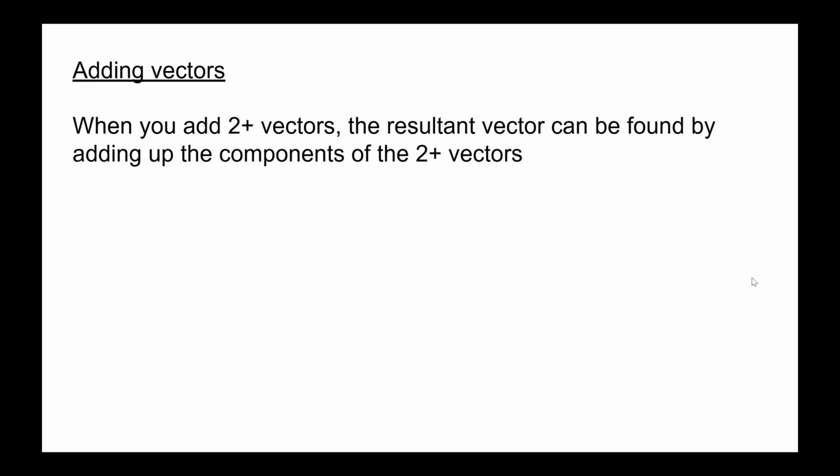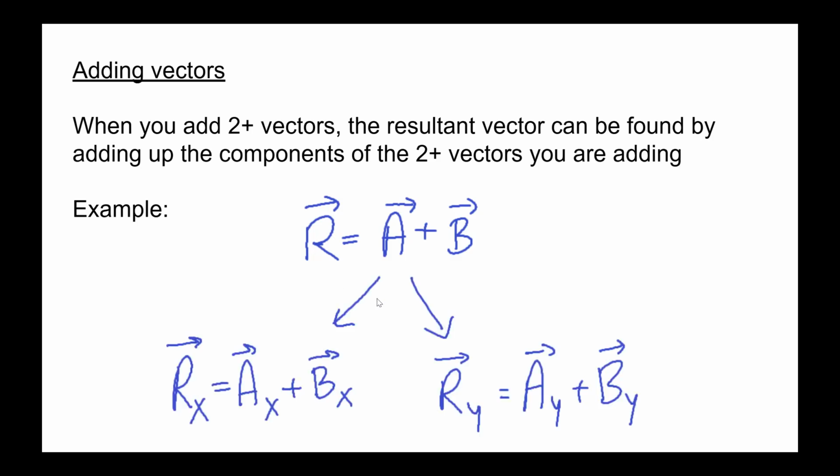So to summarize, when you add two or more vectors, the resultant vector can be found by adding up the components of the two vectors. So for instance, if vector A plus vector B equals vector R, then the x component of vector R is equal to the x component of A plus the x component of B, and the y component of R is equal to the y component of A plus the y component of B.